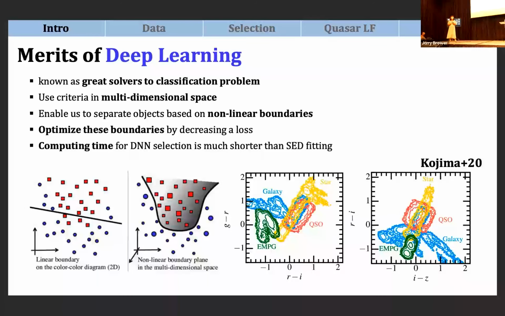The reason why we suggest deep learning as our new method is that it is known as a great solver of classification problems, and it can determine the color criteria in multi-dimensional space, whereas color selection is determined in two-dimensional color space. And it also enables us to separate objects based on non-linear boundaries, which can be optimized by the training process. And furthermore, the computing time for deep learning selection is much shorter than SED fitting, and it is very useful to select rare objects in astronomical big data.